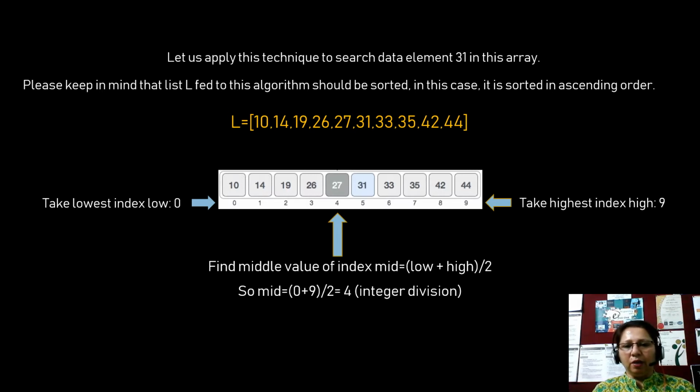Now let us find out the mid value, that is the middle index. And the middle index, the formula is low plus high divided by 2. So in this case, substitute the values 0 and 9 as low and high. So 0 plus 9 divided by 2 is 4. Please mind that the division should be the integer division.